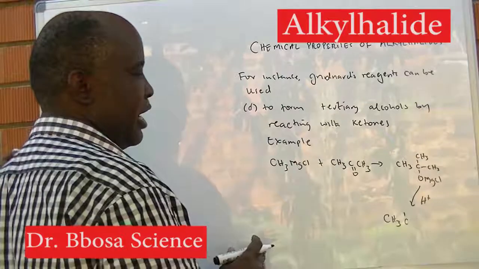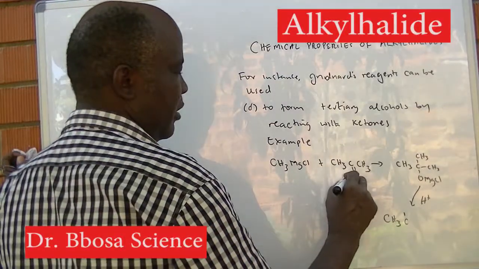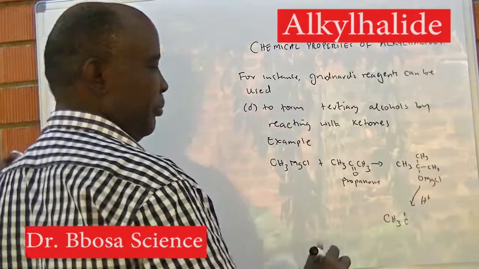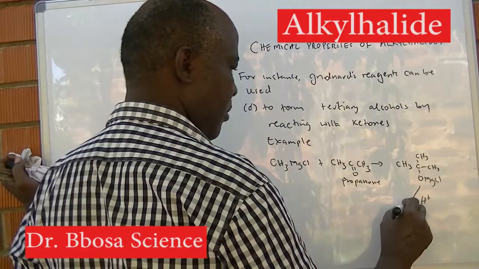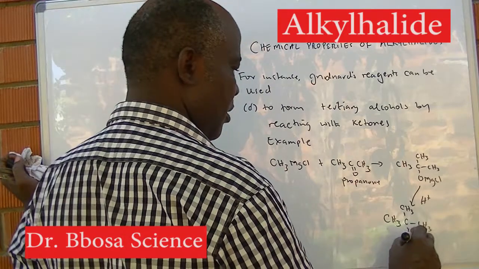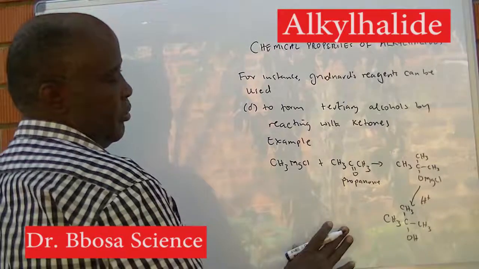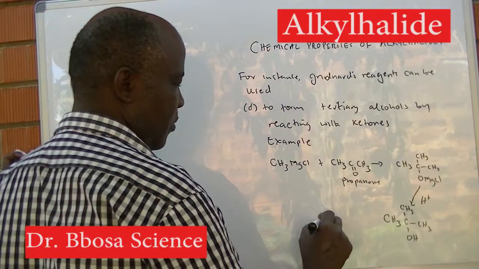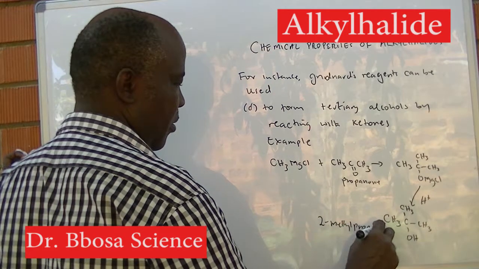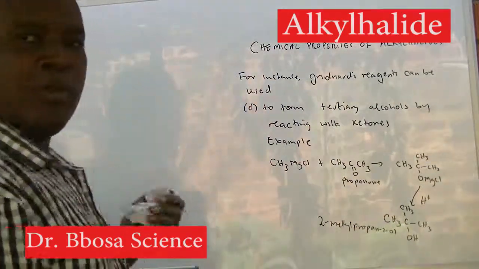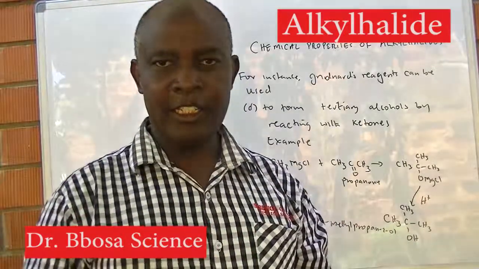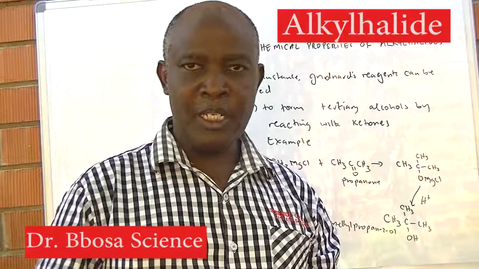Ethyl magnesium chloride will react with propanal to form 2-methylpropan-2-ol. So thank you very much for listening. The next topic is going to be amines.